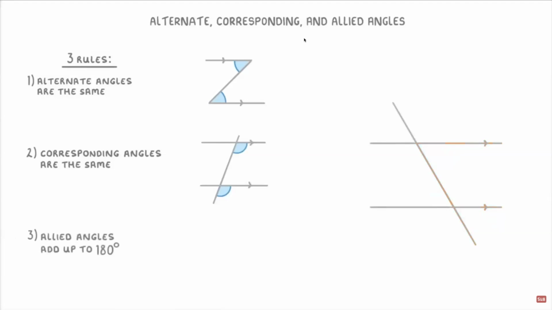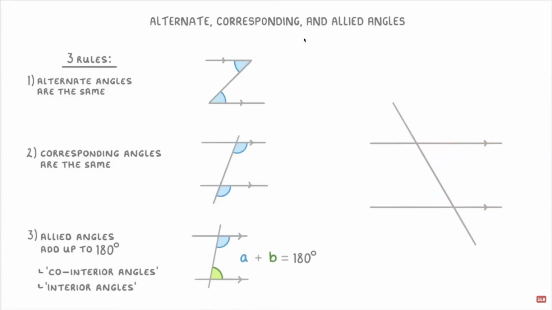The third rule is that allied angles add up to 180 degrees, and allied angles are just the interior angles of a C shape. So in this diagram, these two angles would add together to make 180 degrees. We also sometimes call these co-interior angles, or just interior angles. So just know that allied, co-interior, and interior all mean the same thing here. If we look on our main diagram, we can see one of these C shapes here. So the allied angles would be this 60 degrees and this 120 degrees, which indeed do add together to make 180.